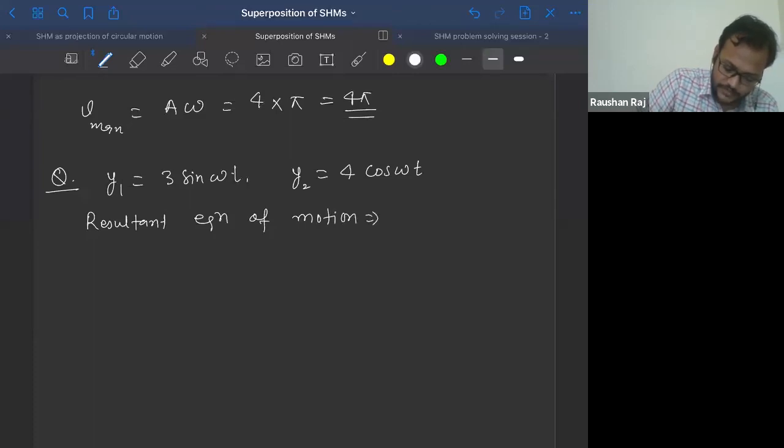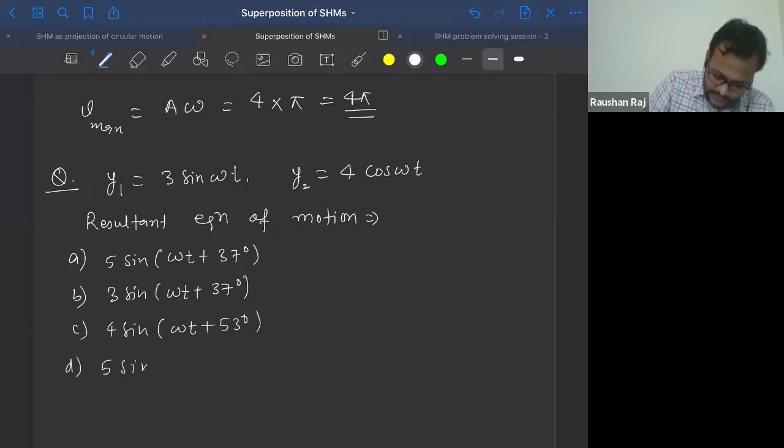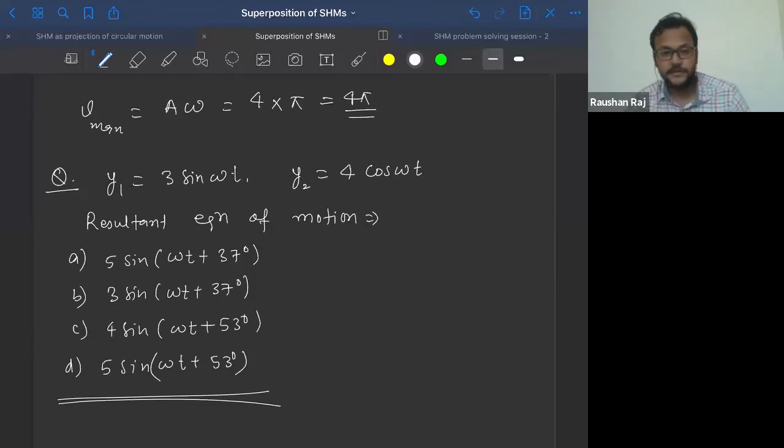of motion will be: option A, 5 sin(omega t plus 37 degrees). Option B, 3 sin(omega t plus 37 degrees). Option C, 4 sin(omega t plus 53 degrees). And option D, 5 sin(omega t plus 53 degrees). Guys, go for this. Let me know what is the correct answer.